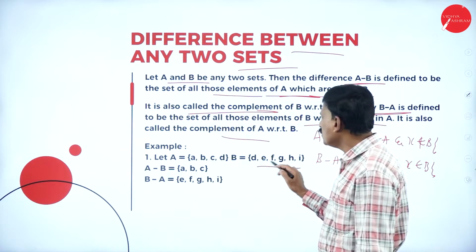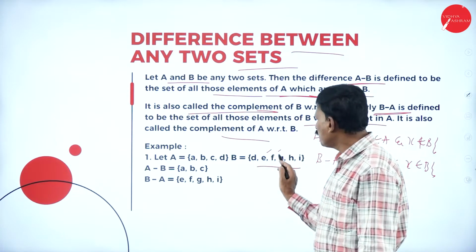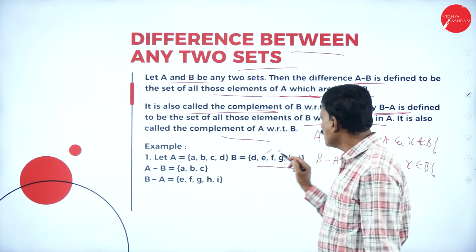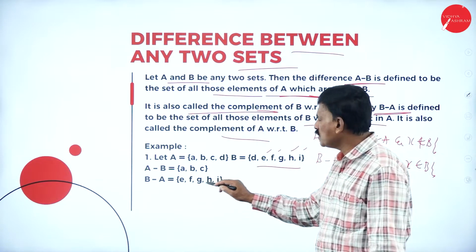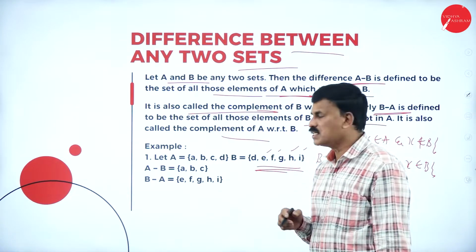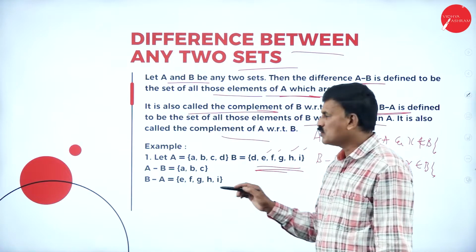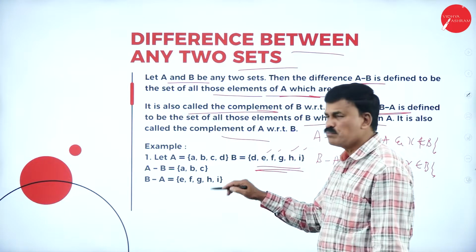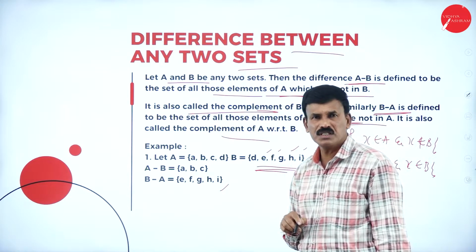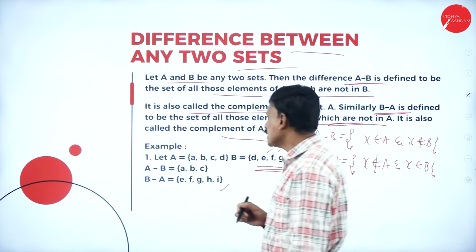Now similarly, B minus A, the elements which are in B but not in A. So here we have E, which is not in the set A. F is in set B but is not in A. G is here, H and I. So E, F, G, H, I are in the set B whereas they are not in the set A. Therefore, B minus A is E, F, G, H, I. So A minus B is A, B, C. B minus A is equal to E, F, G, H, I. These are the differences A minus B and B minus A.